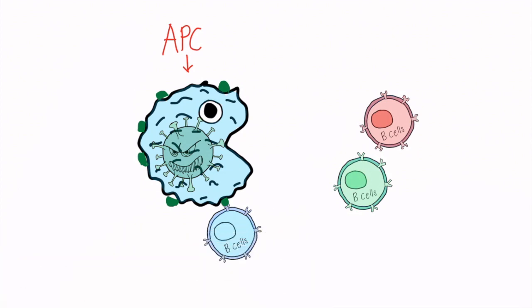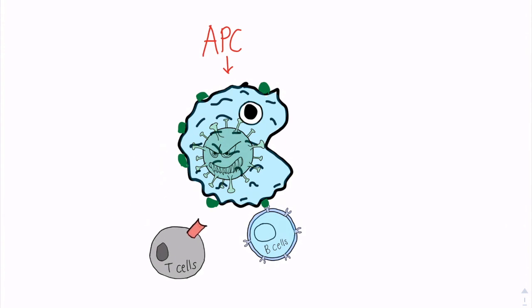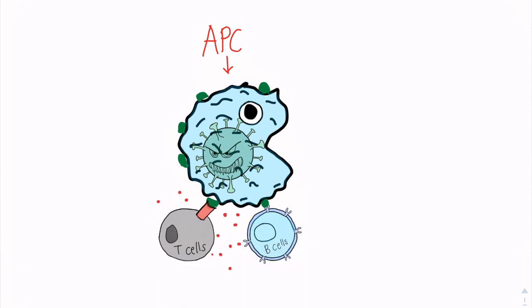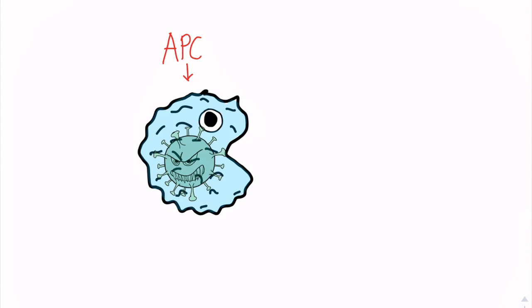However, the B cells are not yet activated. A helper T lymphocyte cell with a complementary receptor also binds to the displayed foreign antigen and becomes activated. This process is called T helper cell activation. The activated helper T lymphocyte produces large amounts of lymphokines that activate the B cells with receptors complementary to the antigen and stimulate macrophages for more phagocytosis.